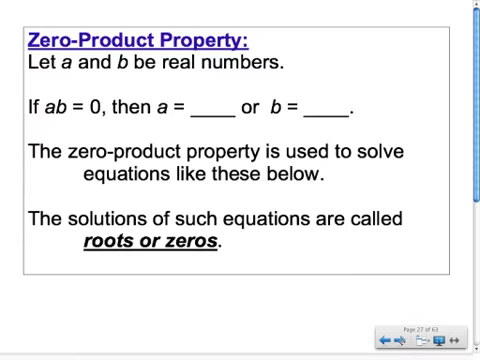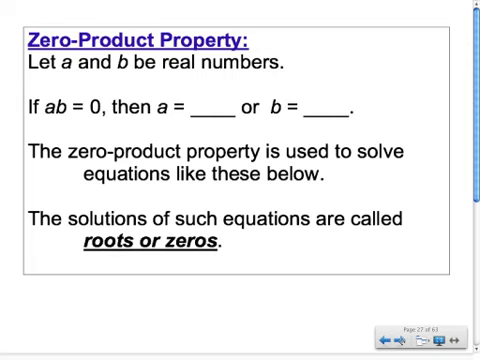So there is one critical property that we do have to talk about before we just start solving these equations, and that is the zero product property. This is a huge property. You're going to see this over and over again, not only this year, but also next year in Geo and even on into Algebra 2 as we're solving various equations.